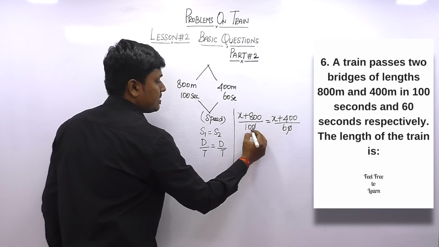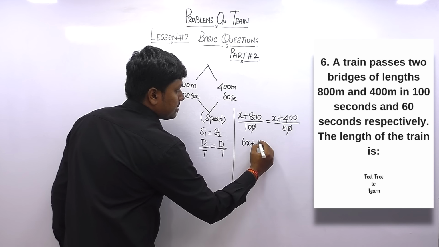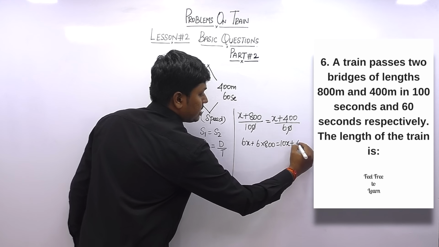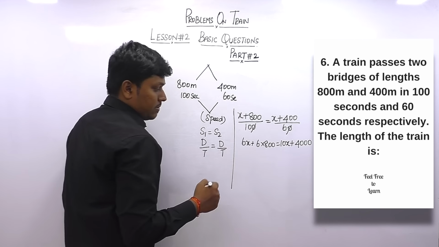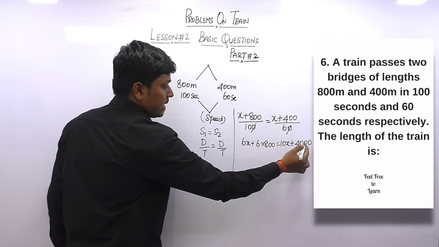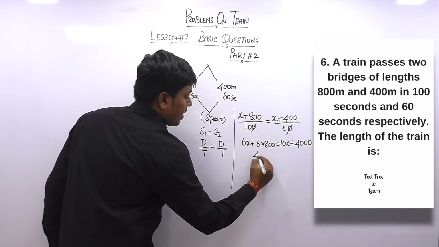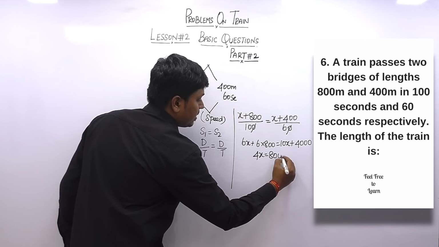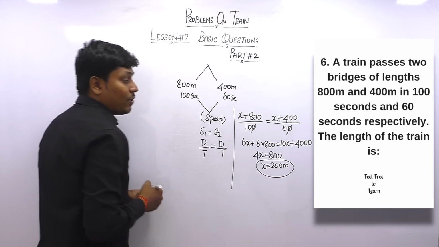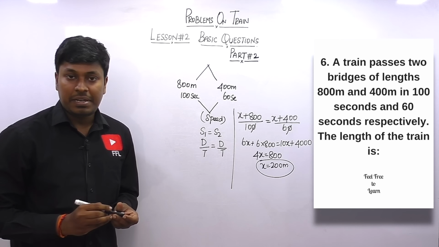So now you can cancel 0 and 0. Once you multiply this, 6x plus 6 into 800 is equal to 10x plus 400 into 6, that is 2400, the other side. Next we need to multiply this 6 by 800, that is 4800. So 4800 minus 2400 gives 2400 on that side, and 10x minus 6x will be 4x. So 4x is equal to 800, so x is equal to 200 meters. So finally we got the answer for the last question, where the length of the train is 200 meters.